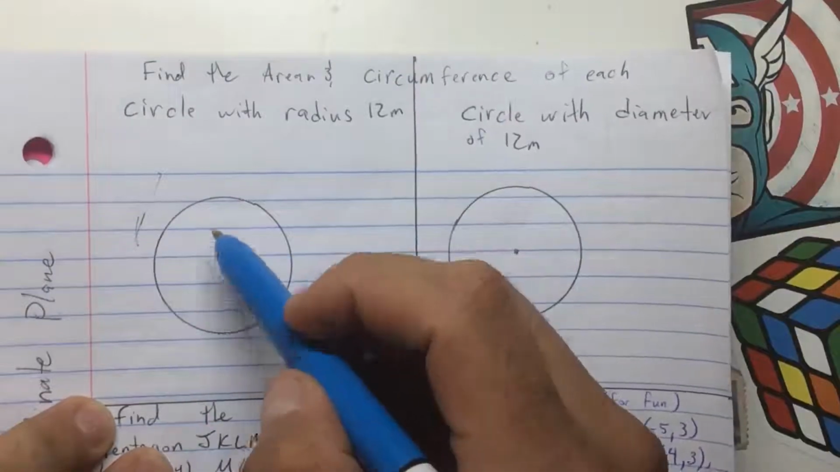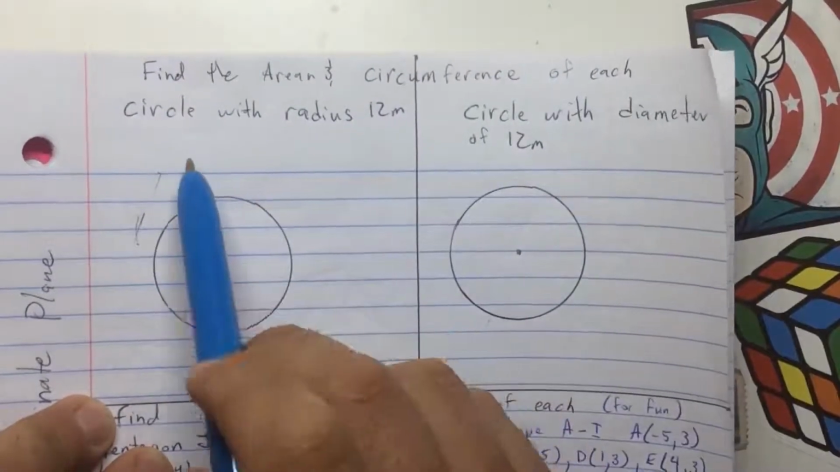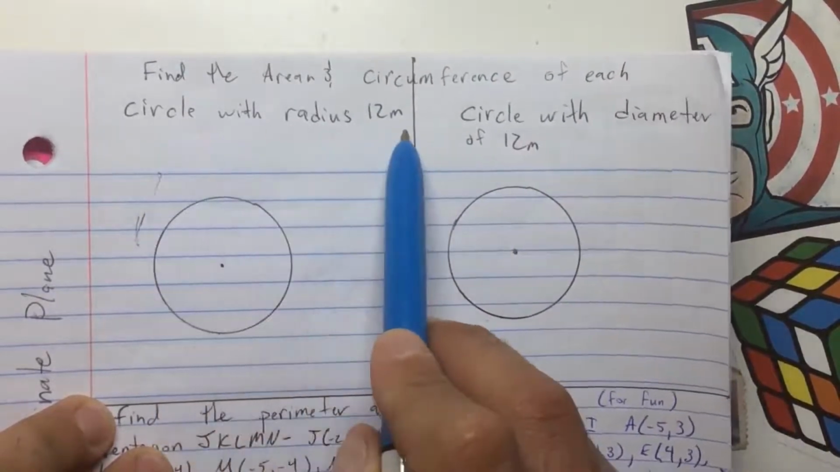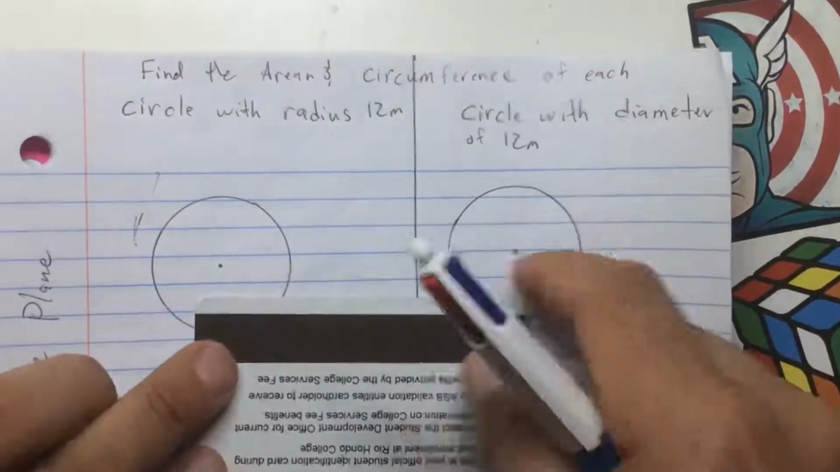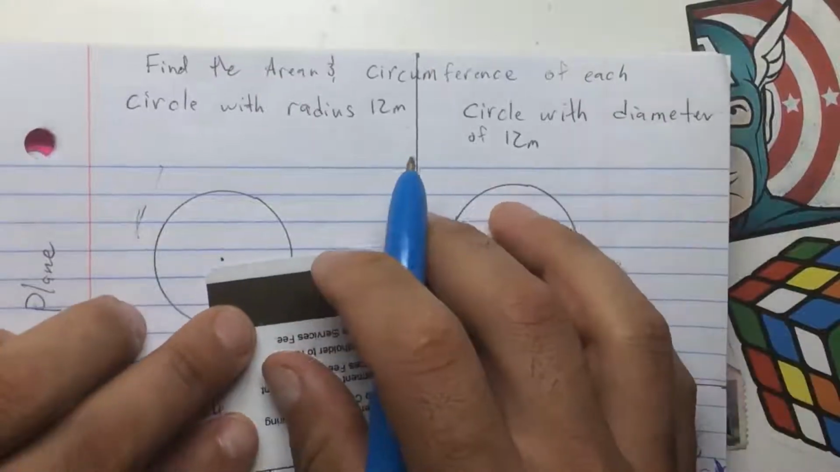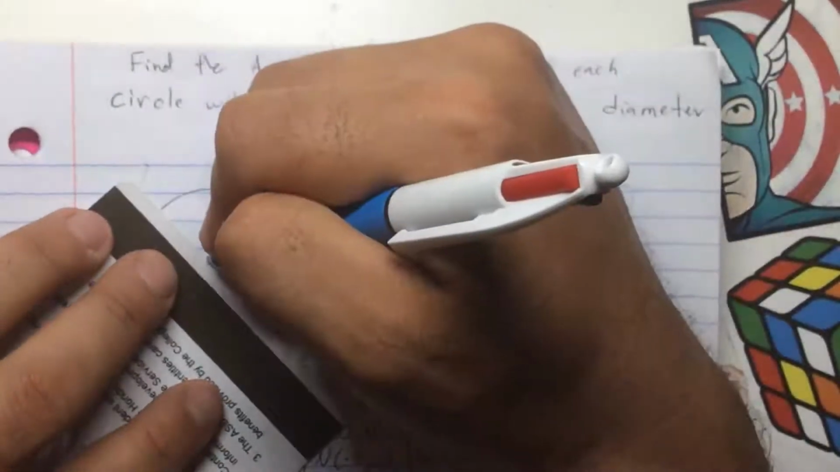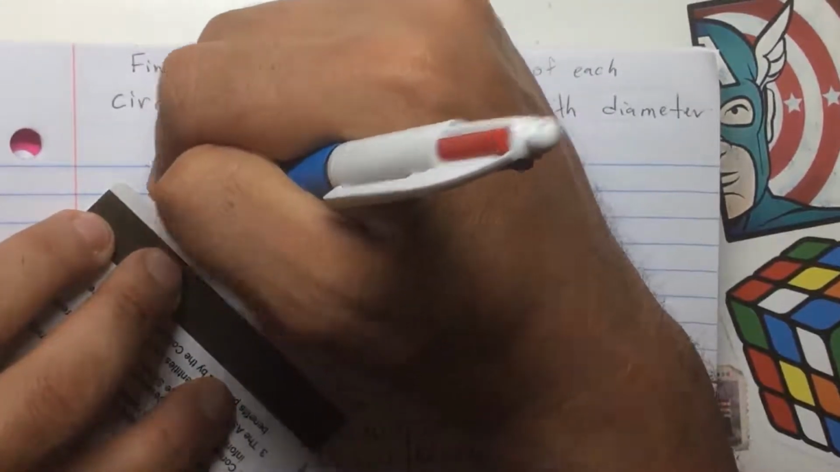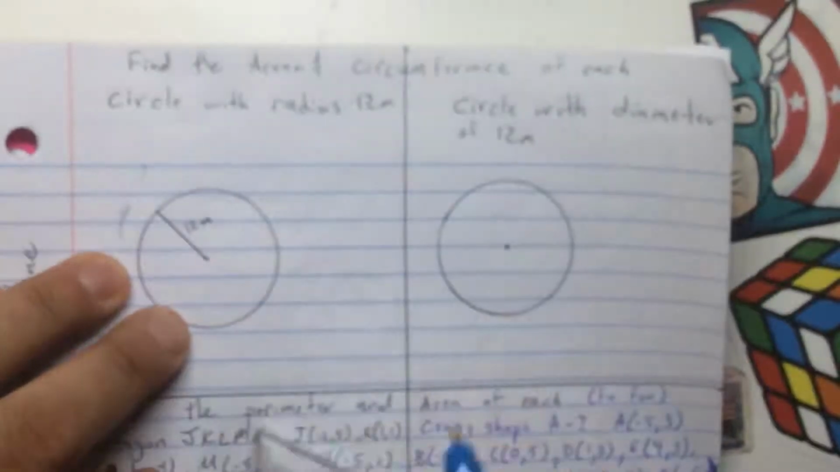So we're going to find it using the circle with the radius of 12 meters. Remember, radius is the distance from the center point to the outside. It doesn't really matter where we write it. I'm just going to prove that by putting it over here. As long as we start in the circle and touch the end, it doesn't matter. So this is going to be 12 m.